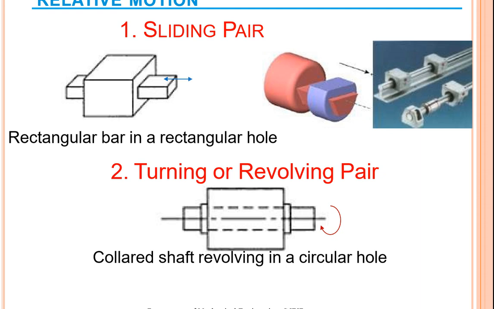Based on the kinematic pair, according to the relative motion, if you take a sliding pair, in the given block, the rectangular bar in the rectangular hole is going to slide in the horizontal direction. Here it is shown in the 2D diagram, the 3D diagram as well as the 3D model diagram. Further, if you consider the turning or revolute pair, the collar shaft revolving in a circular hole forms a turning or revolving pair.